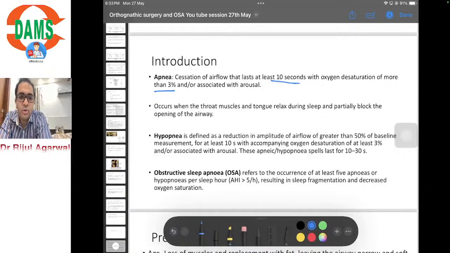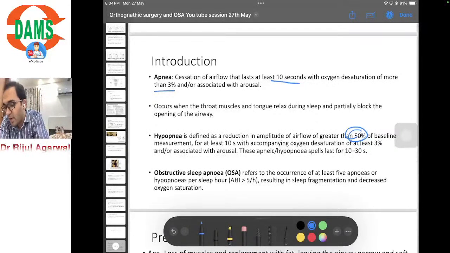So it occurs when the throat muscles and tongue relax during sleep and partially block the opening of the airway. So what is hypopnea? Hypopnea is the reduction in the amplitude of airflow of more than 50% of the baseline and occurs for at least 10 seconds. If there is more than 50% reduction, that is termed as hypopnea, with accompanying oxygen desaturation of at least 3% and or associated with arousal.